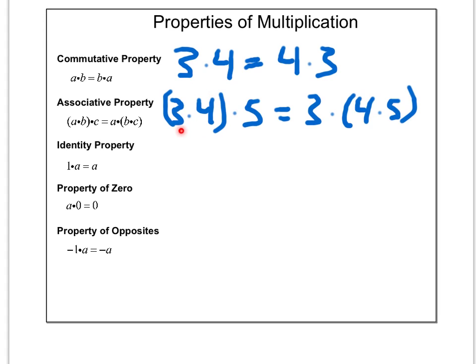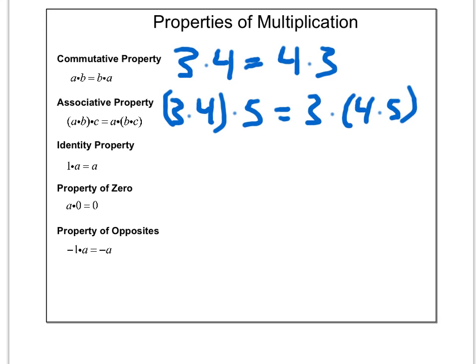So 3 times 4 is 12, and 12 times 5 is 60. So over here I get 60. Over here I do 4 times 5 first and get 20, and then multiply by 3. 20 times 3 is 60. So I got 60 on both sides. Okay, so it's the same thing.